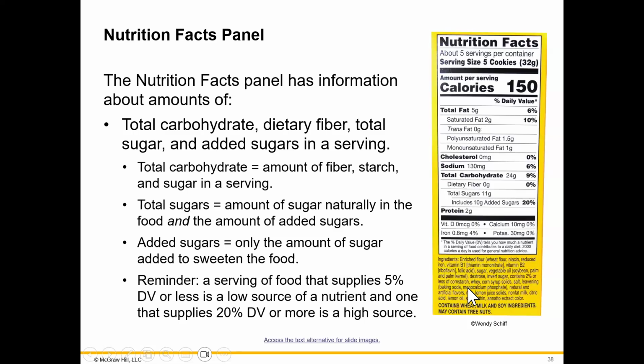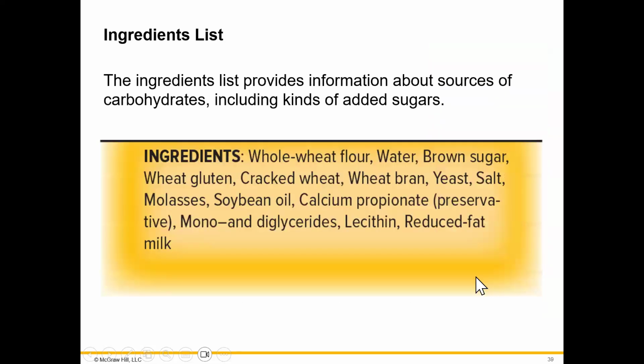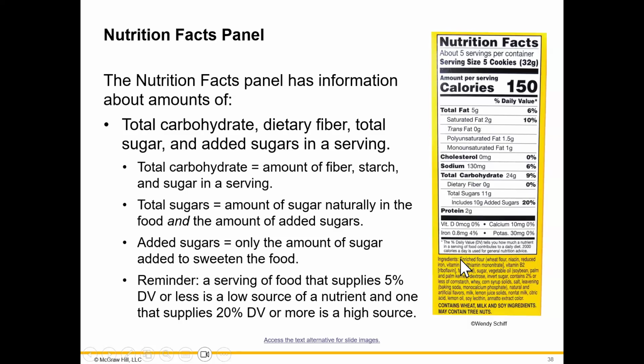So let's real quick go through these and try to find all of the carbohydrates. Flour, yes, that is a carbohydrate. Sugar, yes. Dextrose, yes. Sugar, yes. Cornstarch, yes, starch, that's a carbohydrate. Whey, yes. Corn syrup, yes.